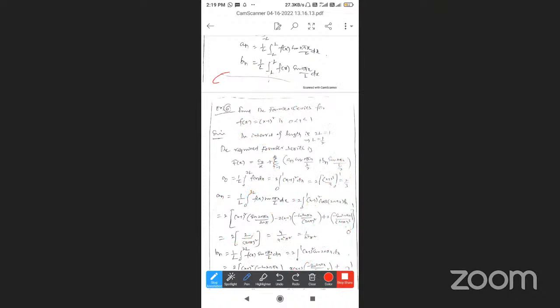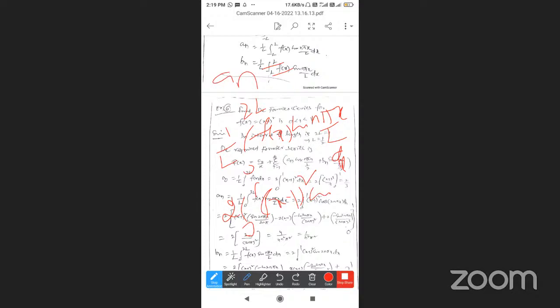So next is the a n value. a n is equal to 1 by L integration 0 to 2L f of x into cos n pi x by L into dx. So this is the formula. With L equal to 1, 1 by 1, integration 0 to 2, f of x value x minus 1 whole square into cos n pi x, that is 2 n pi x.